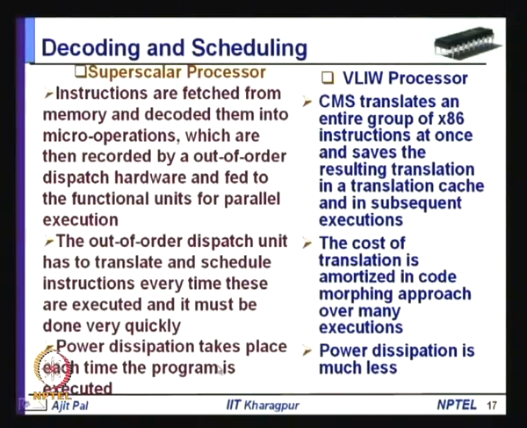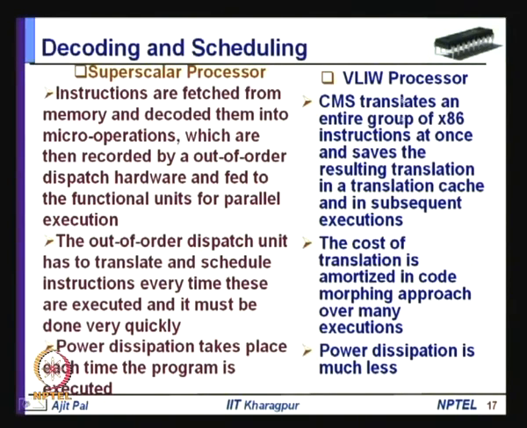So, we have seen whenever you are executing a program, say you are executing it 10 times, this decoding, dispatching, reordering have to be done 10 times. Every time you execute, all these things have to be done, and obviously 10 times power dissipation will take place. So, power dissipation takes place each time the program is executed.